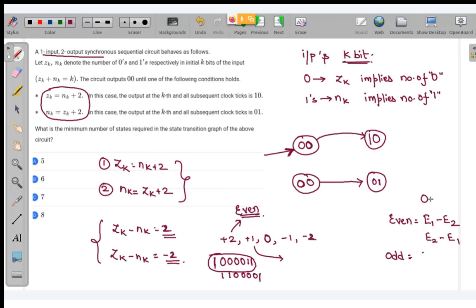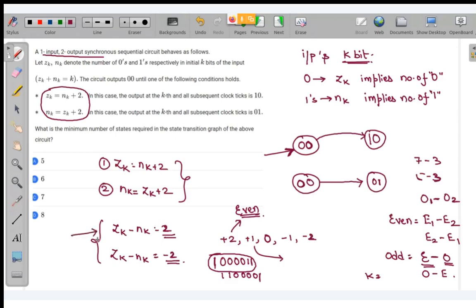Even when you subtract two odd numbers, you will get an even number, like 5 minus 3 or 7 minus 3. But for an odd result, the subtraction should be between even and odd, or odd and even. So when you add one even and one odd, these E or O are basically ZK and NK. When you add an even number and an odd number, you will get an odd number. And when you add two odd numbers or two even numbers, you will always get an even number.